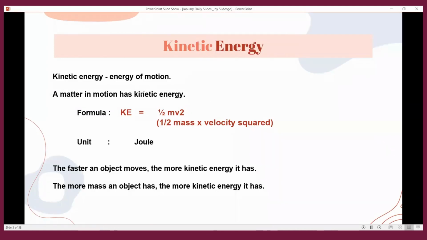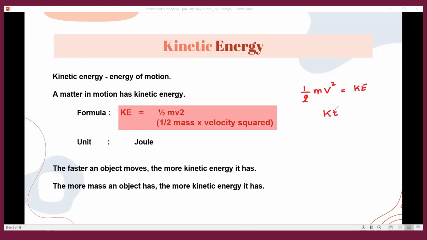When we look at kinetic energy in more depth, kinetic energy is the energy of motion, as we already said, and the formula for kinetic energy is half mv squared. Here in this formula, m stands for the mass and v stands for the velocity. So we know that kinetic energy is proportional to the mass. Meanwhile, kinetic energy is also proportional to the velocity.